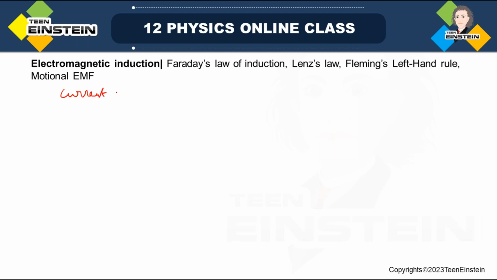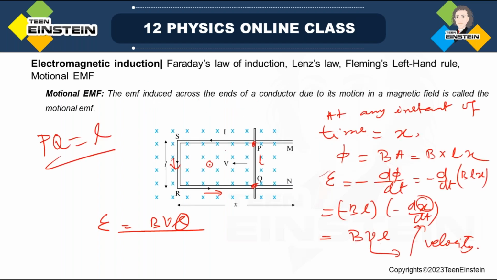So what will be the current in this case? Current will be EMF by R, if R is the resistance of the conductor. So this is BVL by R. This is the current through the conductor.